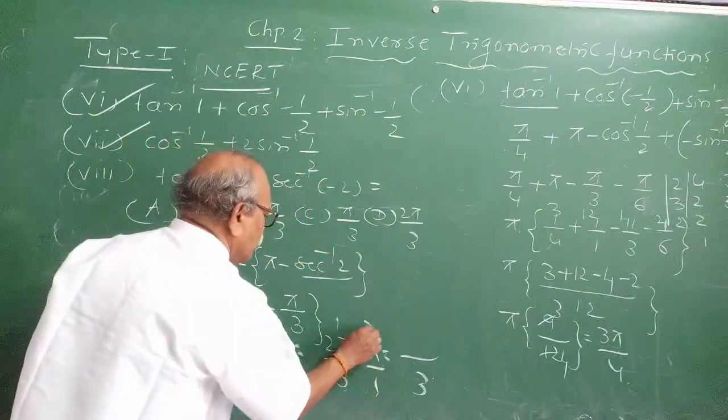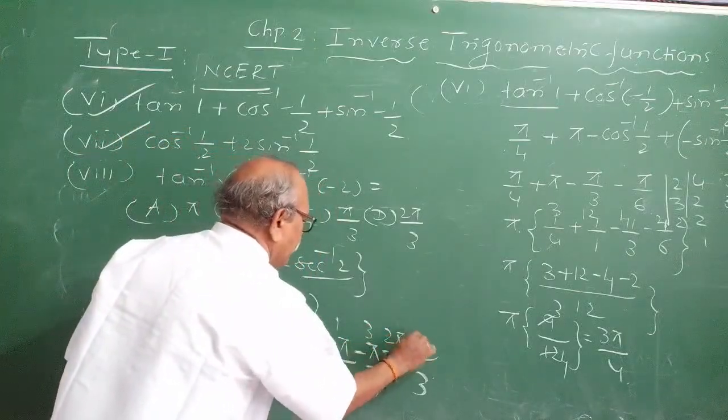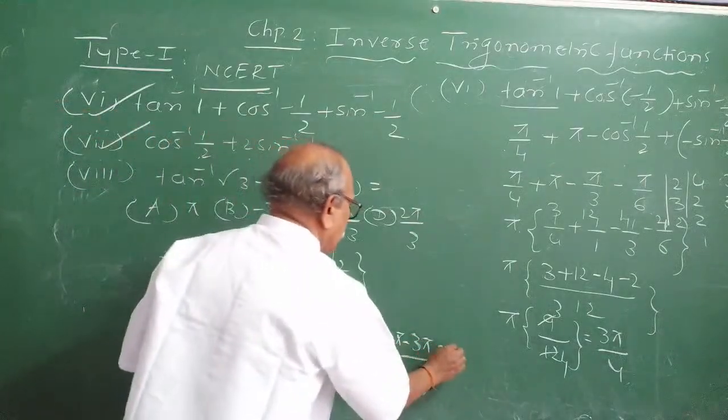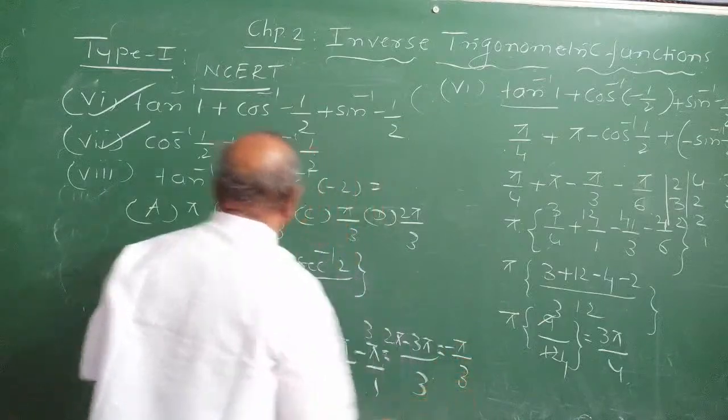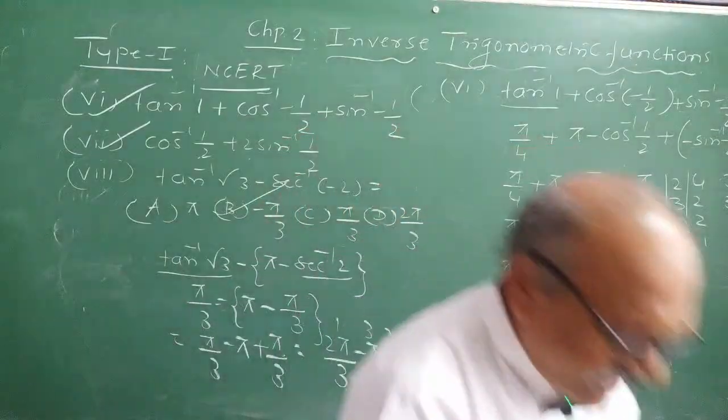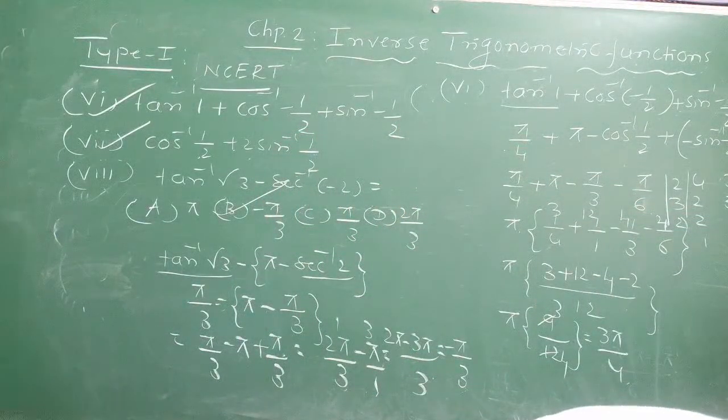3 1s are, 1 3s are. You will get 2 pi minus 3 pi. What does it become? 2 pi minus 3 pi becomes minus pi by 3. The correct answer is B. That is the NCERT questions.